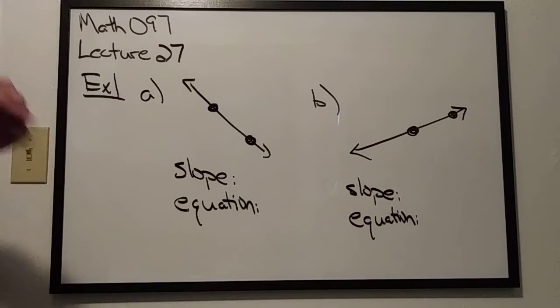So as you read the directions for example 1, you're going to notice that the author has asked us to do two things. Find the slope of several lines, and then the equations of those lines as well. So let's go ahead and start with example 1a.